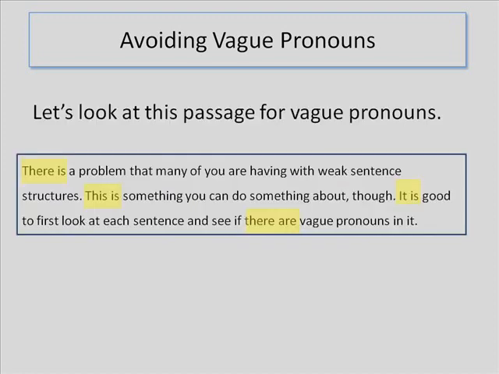I have highlighted the vague pronouns in this passage. You'll notice that the word there in the first sentence does not really refer to a particular noun. The same happens in the second sentence. This is something. What is the this that is something? In the last sentence, it is good. What is good? As you'll notice, each of these pronouns, there, this, it, and there, does not refer to any particular noun, and therefore they are vague.